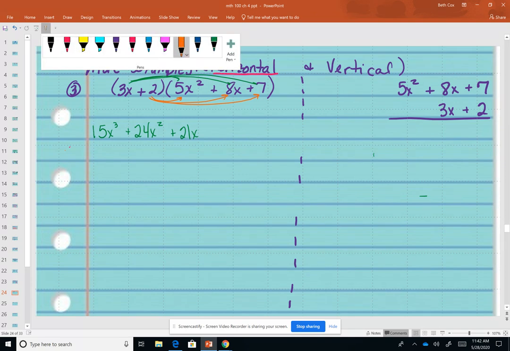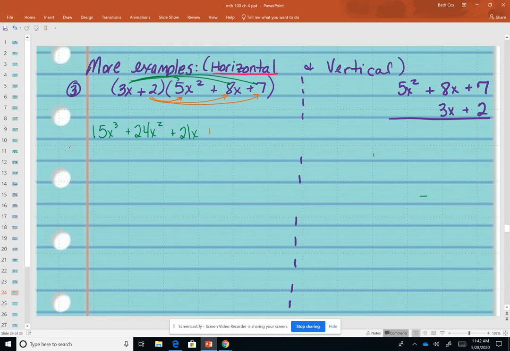Then I'm going to do the orange ones. So it'll be a positive 10x to the 2nd, a positive 16x, and a positive 14. Now, I did this problem a few minutes ago and I made a mistake. So I'm going to come in and make sure I did it right this time. It's always good to check and double check to make sure everything went correctly.